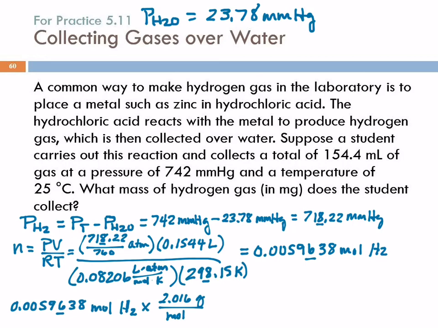What unit is requested? Milligrams. So to convert that, I don't want milligrams on the bottom. Milligrams on top. Milli means 10 to the minus 3. So my units are going to cancel out. So I've got my moles, and I multiply by 2.016 and divide by 10 to the minus 3, and I come up with 12.0 milligrams of hydrogen gas.